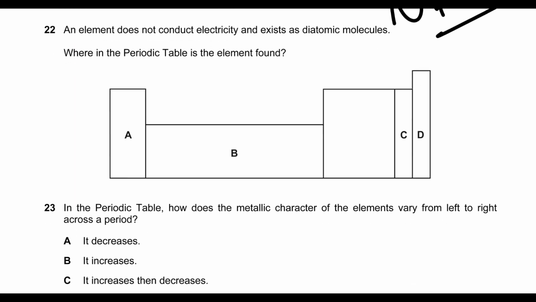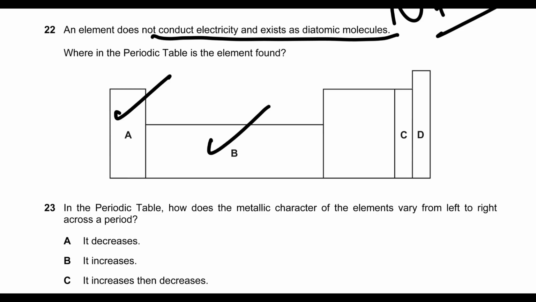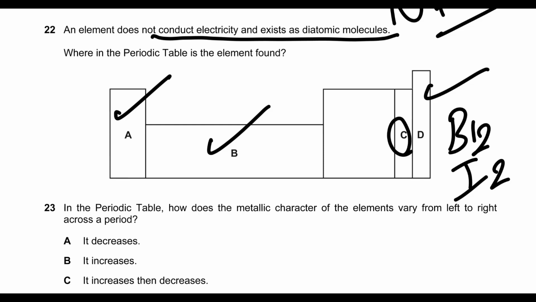In question 22, an element doesn't conduct electricity and exists as diatomic molecules. From these two statements, your element is a non-metal. Where in the periodic table is the element found? A, metal. B, transition metal. D, noble gas. So this is the non-metal. This one could be bromine, could be iodine. Both of them exist as diatomic molecules and don't conduct electricity.